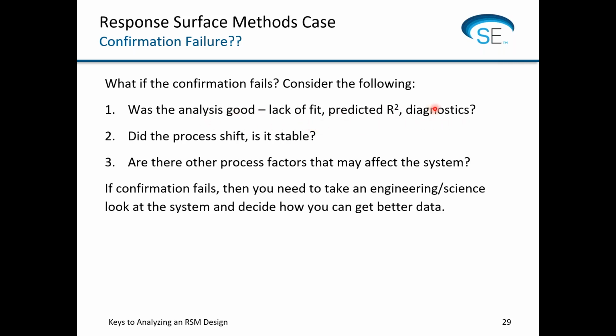So back to the analysis. Was it a good analysis? Then consider the process. Did the process shift? Was it stable? Then are there any other process factors that might affect your system that you didn't include in this experiment? Basically, if the confirmation fails, you need to take an engineering or science look at the system and decide how you can get better data. You might be able to add additional data into this existing data set in order to improve it, or you might have to do just an entirely new experiment.